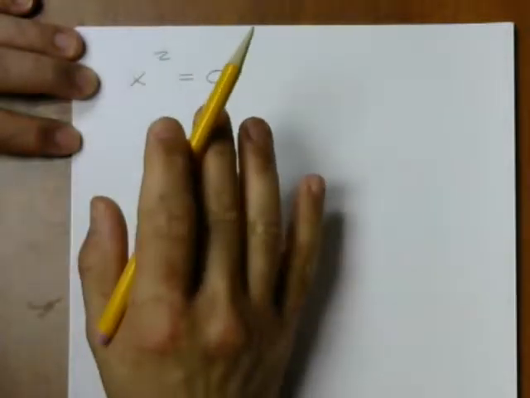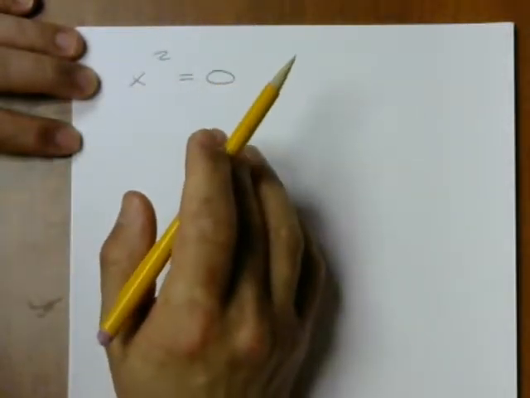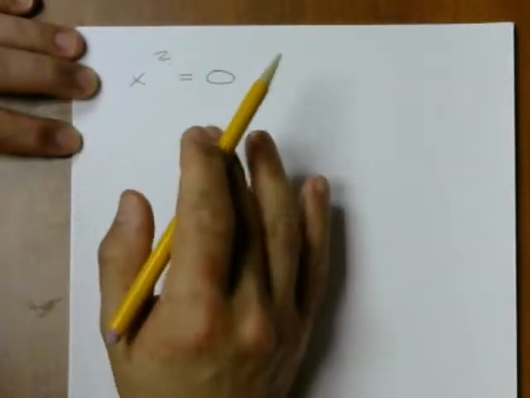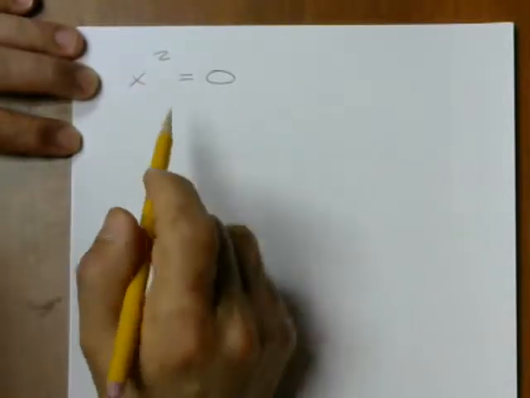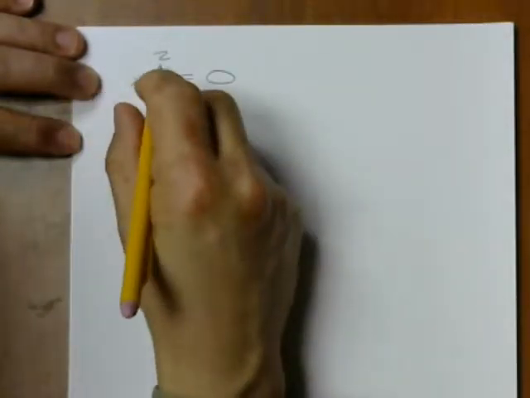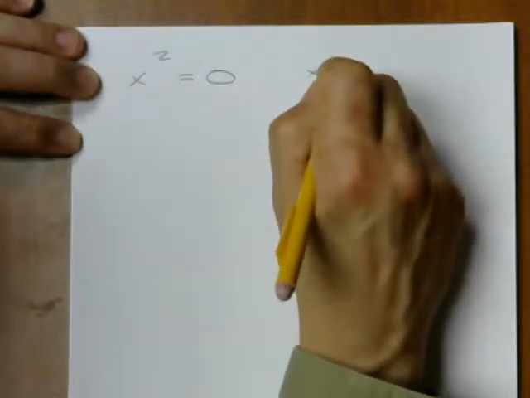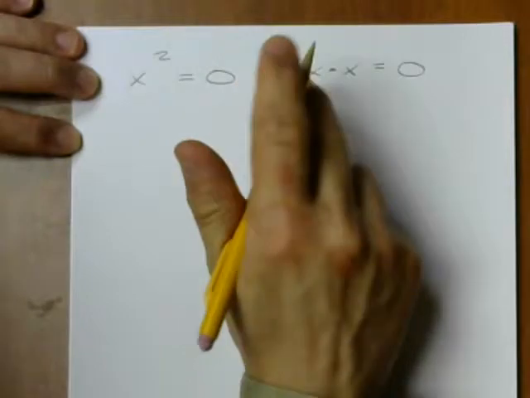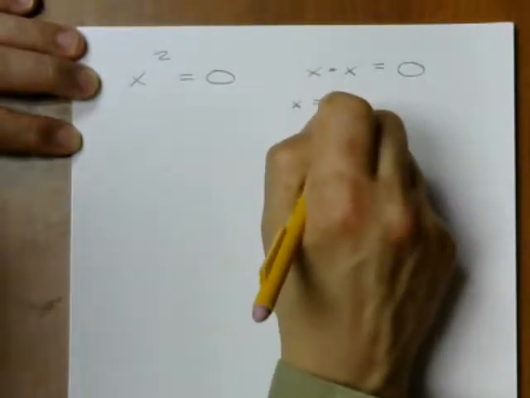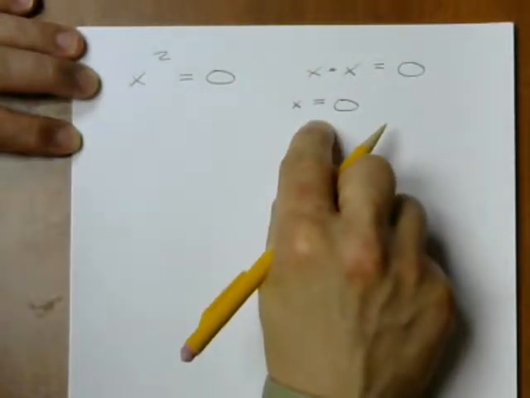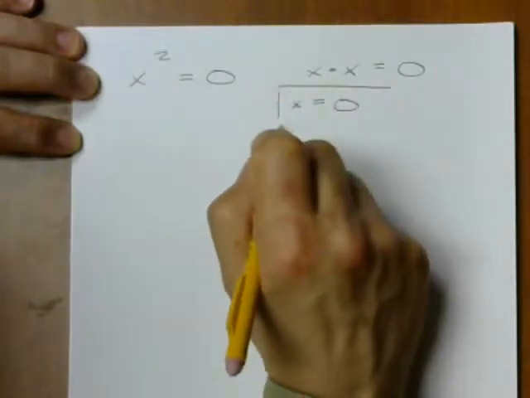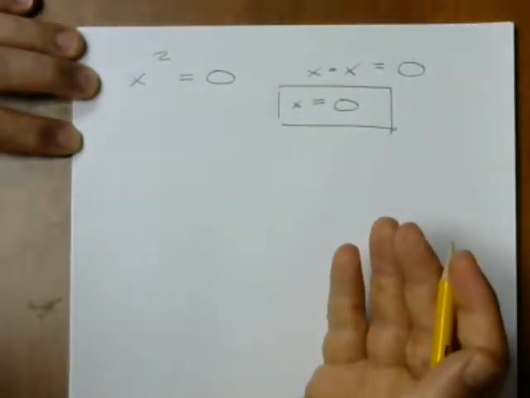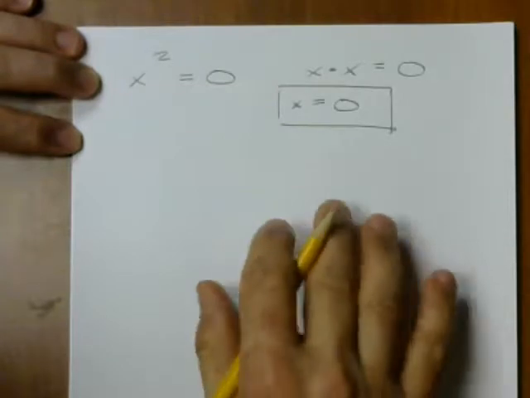Now remember, we have a rule. Whenever a product happens to be 0, it means one of the two pieces must be 0. So in this situation, the two pieces are the same. Remember, x squared just means x times x. So we know that either the first piece is 0, which means x equals 0, or the second piece is 0, which also means that x equals 0. So all we get is x equals 0.